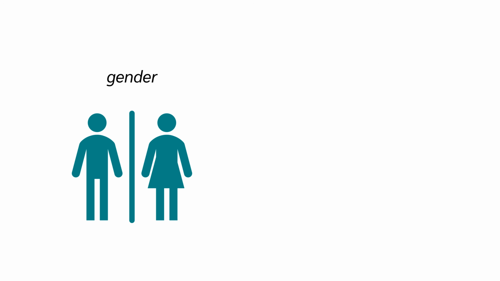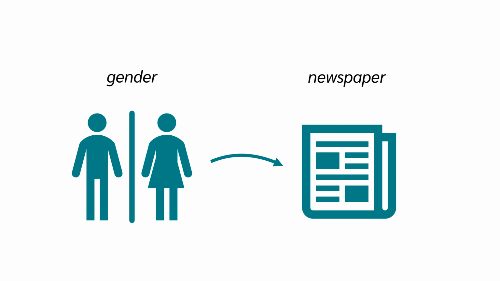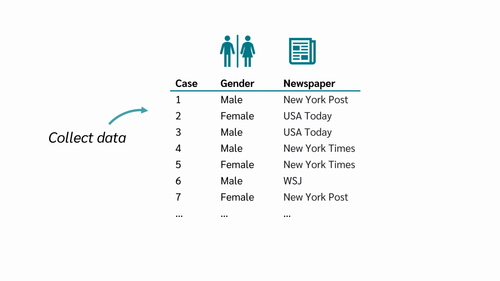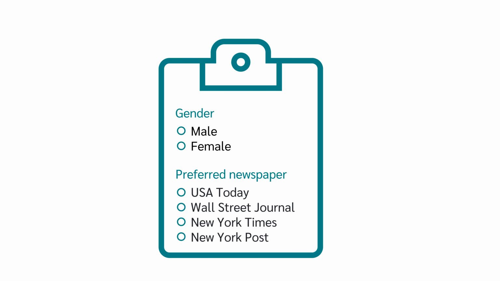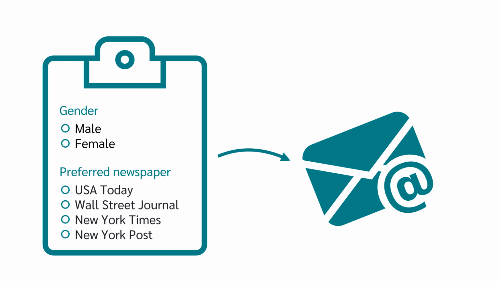An example. We would like to investigate whether gender has an influence on the preferred newspaper. Then gender and newspaper are our so-called variables that we want to analyze. In order to analyze whether gender has an influence on the preferred newspaper, we first need to collect data. To do this, we create a questionnaire that asks about gender and preferred newspaper. We will then send out the survey and wait 2 weeks.